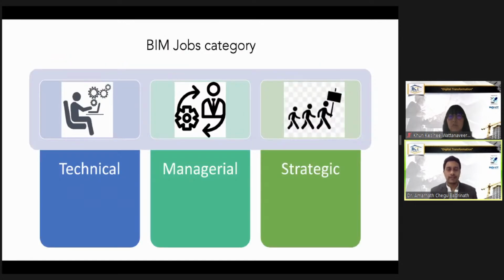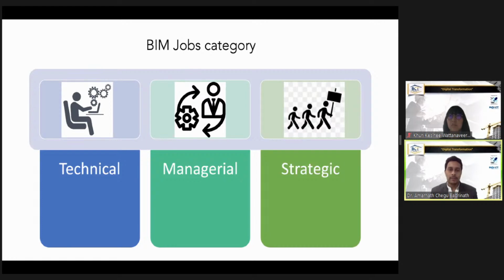Looking into the BIM jobs category, there are 3 categories, in my understanding: technical, managerial, and strategic with respect to BIM. When I say technical, these are the skilled professionals who can work on the BIM software, which may be across the life cycle. Someone uses BIM software for modeling, some for planning, some for estimation, some for coordination, some for tracking and monitoring, some for safety, quality. You will be using more than 20 software in the life cycle of the project to implement BIM thoroughly. So these people who can work on that software and develop the data into the model are the technical people.